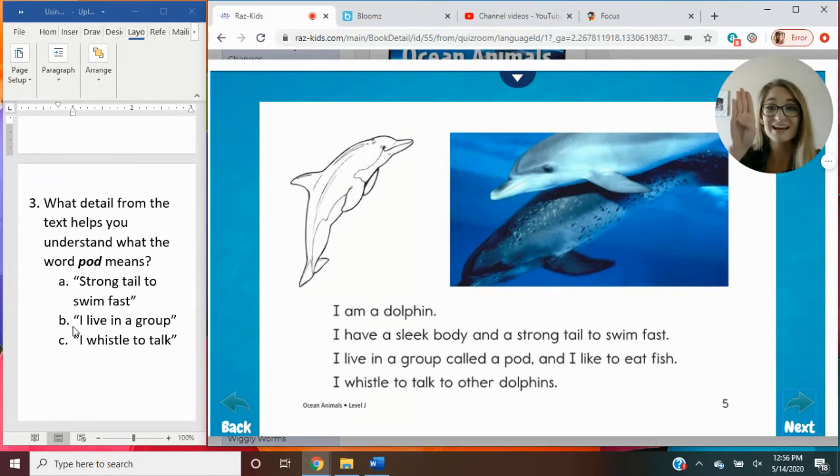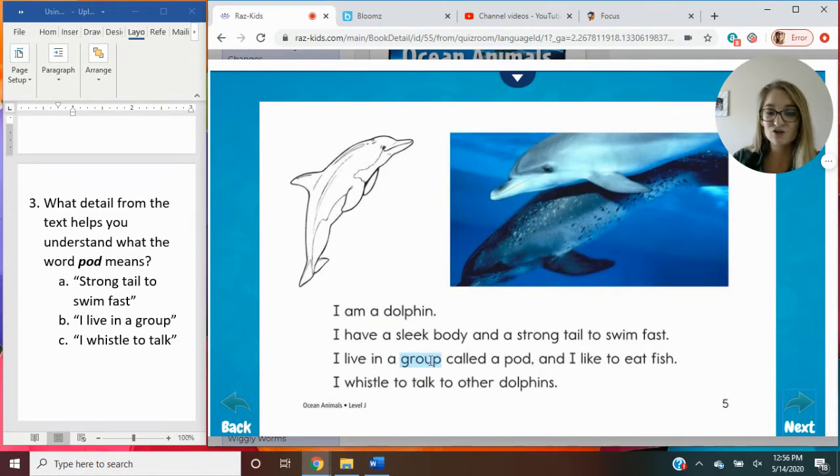I live in a group, or I whistle to talk. B or C. Yes, we know that it is B. I live in a group. It tells us right here.